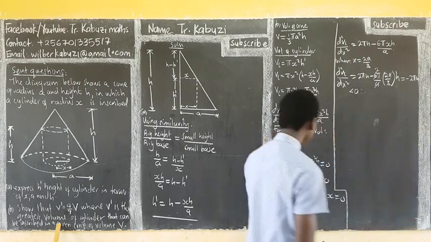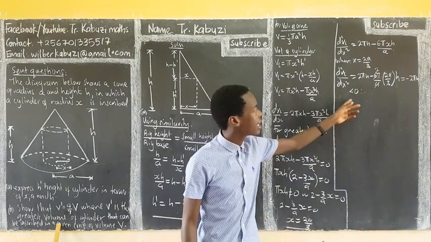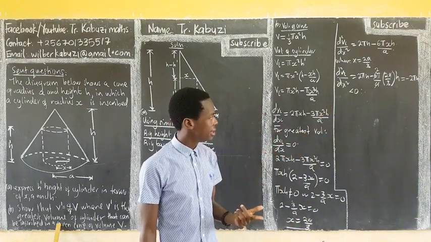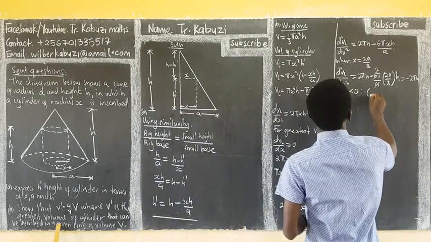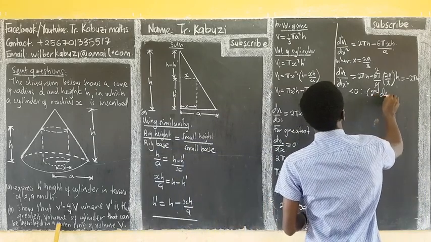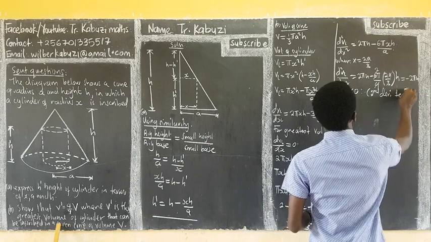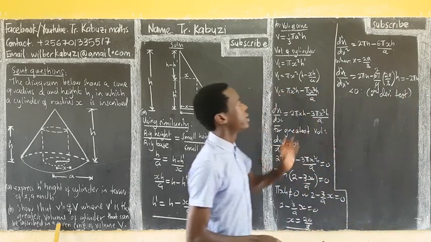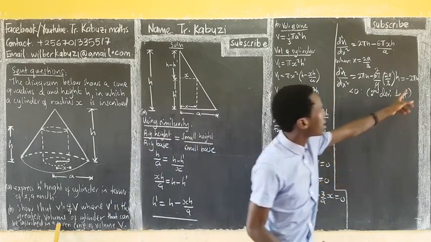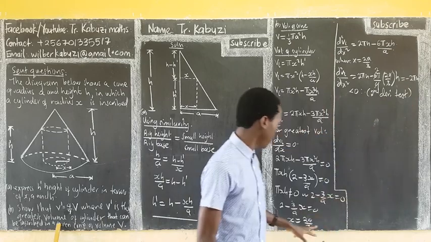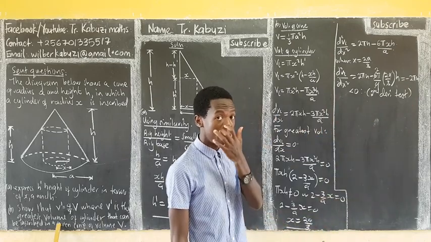This is what we call the second derivative test. Simple as that. It's negative. That's why it says that, meaning it's the value of the radius at maximum volume.